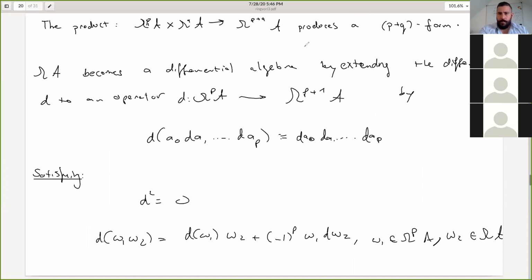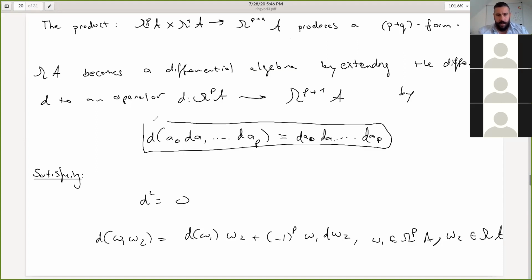And the product of a P form and a Q form produces a P plus Q form, and omega A becomes a differential algebra by extending the differential operator D to an operator that takes you from a P form to a P plus 1 form. And this is done by taking a random P form and applying D on it, and then you get a P plus 1 form. There are two interesting things about this operator.